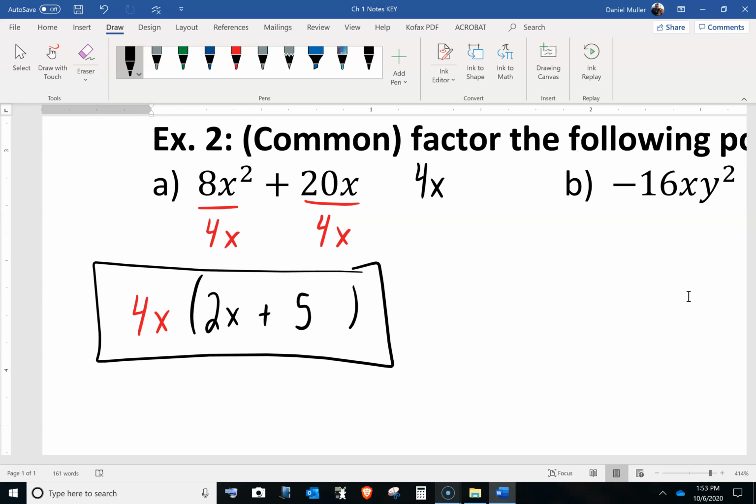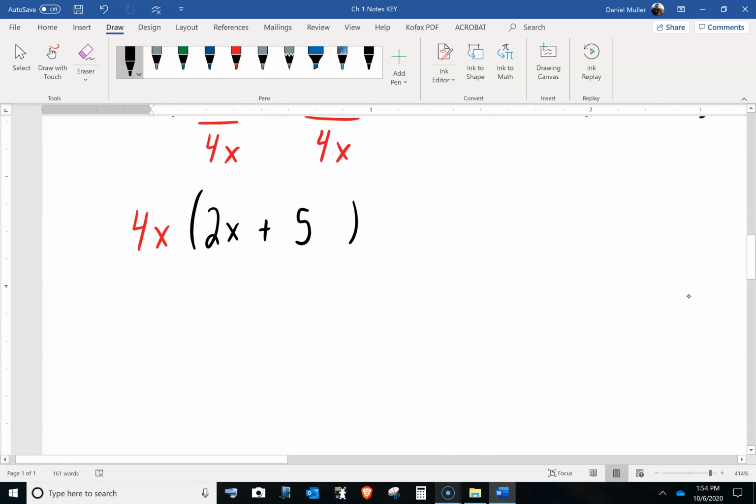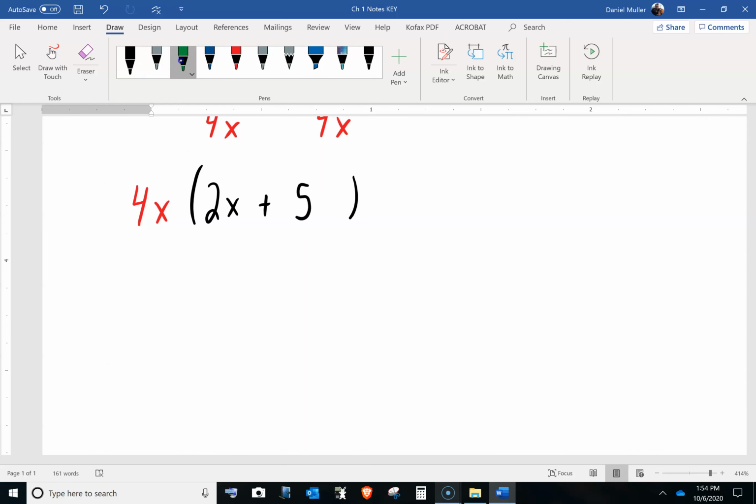So you find the GCF here. The GCF was 4x, and then you divide both of those by 4x. And you can put the 4x out in front, and then you can do some simplification. So working backwards, which we're not going to do, but I'll just show it to you.